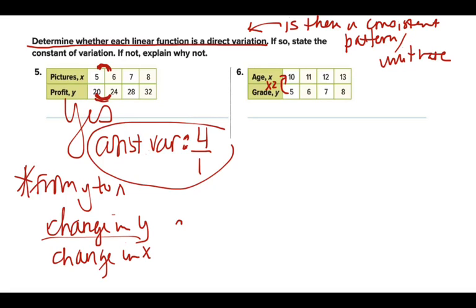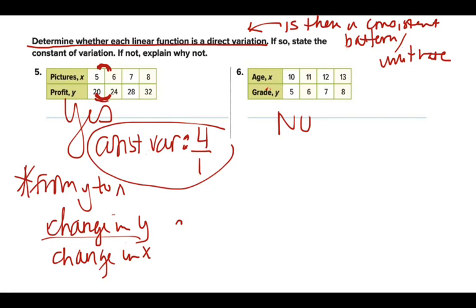5 times 2 is 10. 6 does not work. So no. Okay? Now be careful. Something very important. From my y's here, I do have consistent patterns. My x is increased by 1 and my y is increased by 1. So there is a straight line happening here. However, it's not what we're looking for.